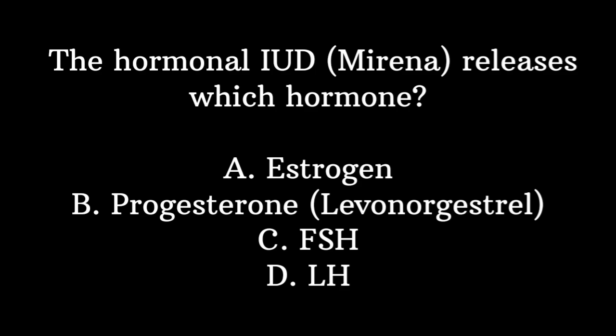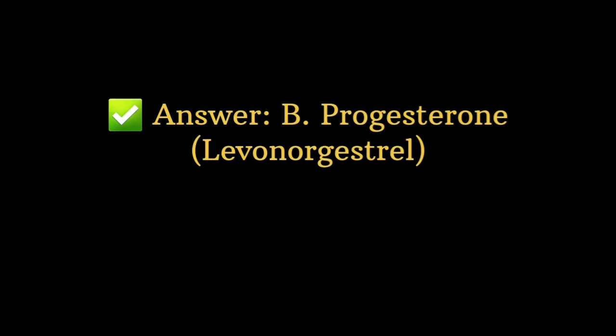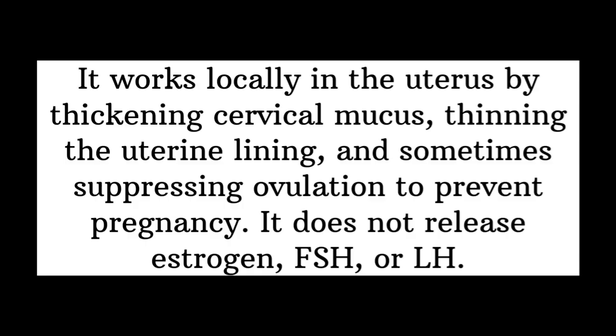Question: The hormonal IUD Mirena releases which hormone? Options: A. Estrogen, B. Progesterone or levonorgestrel, C. FSH, D. LH. The correct answer is option B, progesterone or levonorgestrel. It works locally in the uterus by thickening cervical mucus, thinning the uterine lining and sometimes suppressing ovulation to prevent pregnancy. It does not release estrogen, FSH or LH.